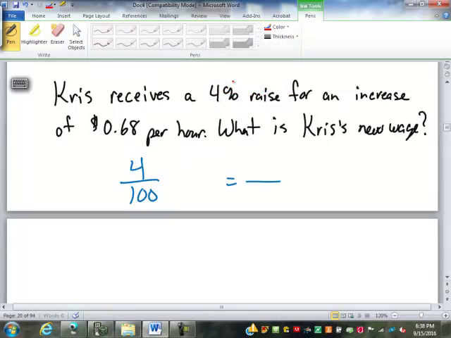What's the 4 represent? The raise. What's the 100 represent? The total, or in this case, the starting pay, starting wage. Remember, we said 100 is either the whole thing or the beginning or starting value. So that's the starting pay in this case. So over on the other side, we have the 68 cents. Where does that go? That goes on top. That represents the raise, the amount of the raise.